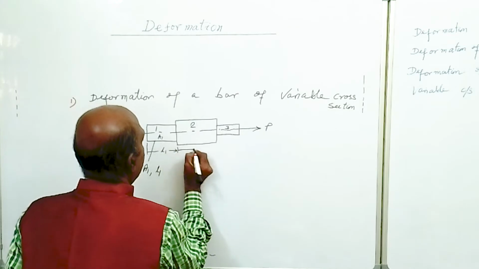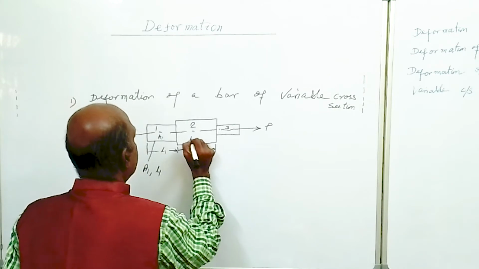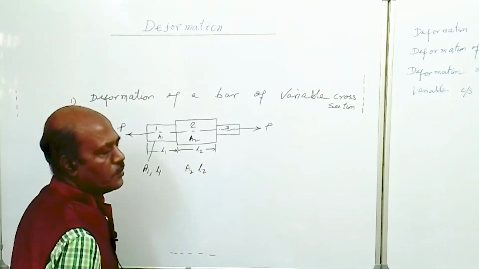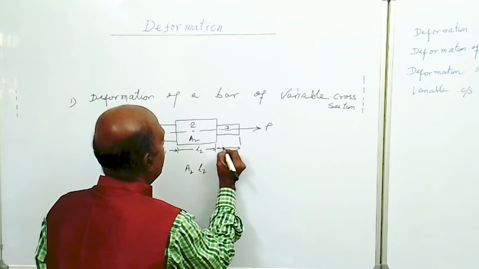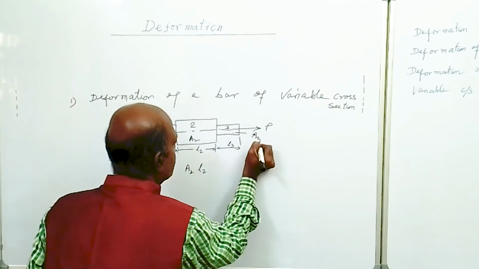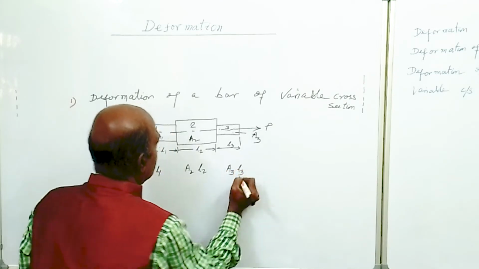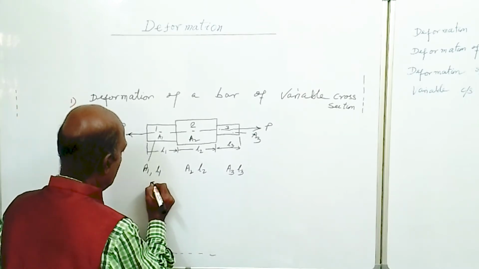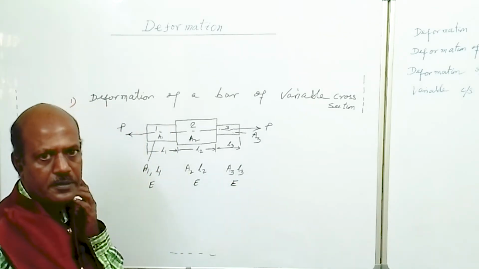Similarly, say the length of the second section is L2 and the cross sectional area is A2. So we are writing here A2, L2. And the length of section 3, say it is L3 and the cross sectional area is A3. So A3, L3. And let the bar be made of the same material, so the E value for all the sections remains the same, say it is E.